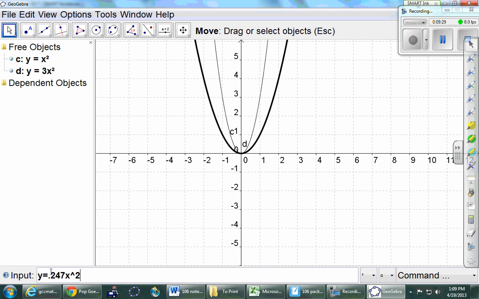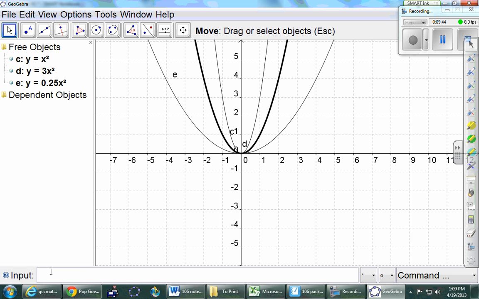In fact, 0.247 as a percentage is what? It's about a quarter. It's 24.7%. That's what that number is down there. This graph we're about to see is going to be 24.7% as tall as the original, the thick one. And there it is. Again, it looks wider. You're welcome to see it that way. I see it as being shorter.